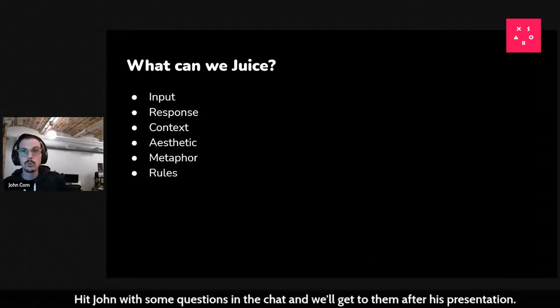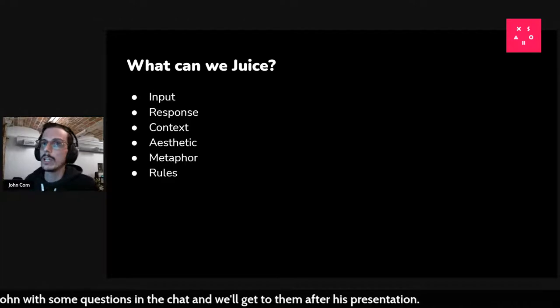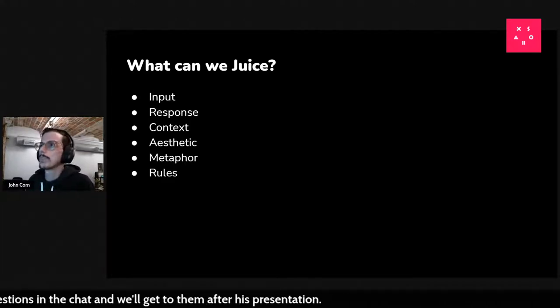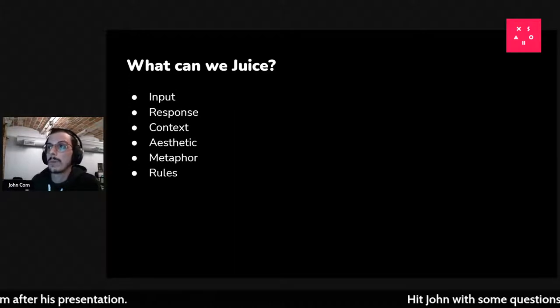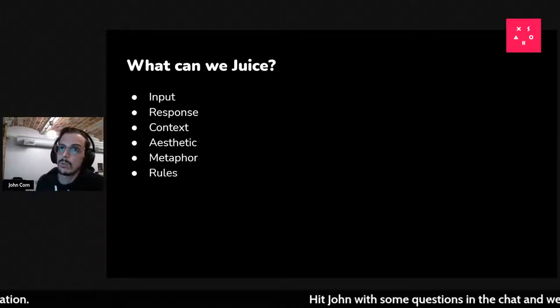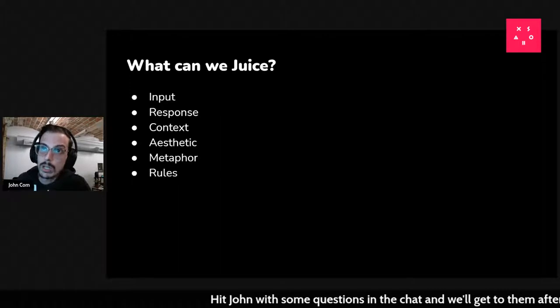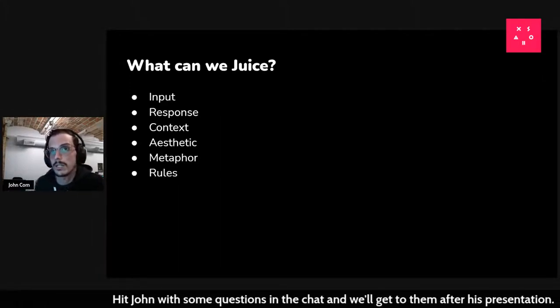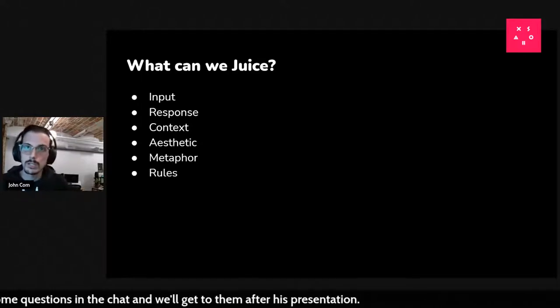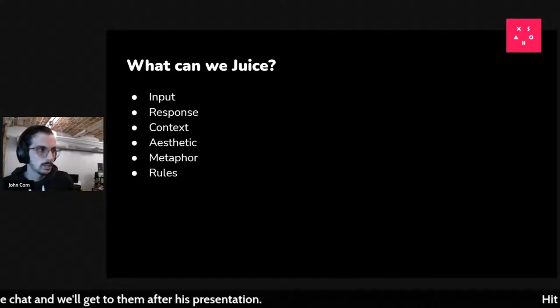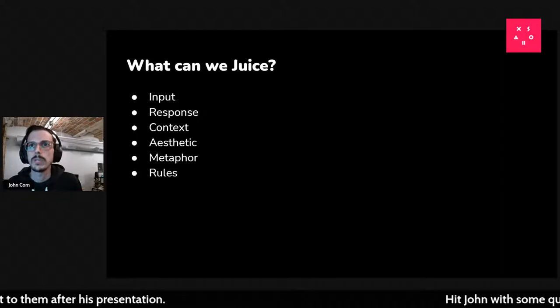Okay, great. So what can we juice in a game, right? There are so many moving parts to a game, but there are six parts that we can really mess with to create better game feel. We can change the input, the response, the context, aesthetic, metaphor, and the rules. So let's go over those and see what juicy examples of those would be.